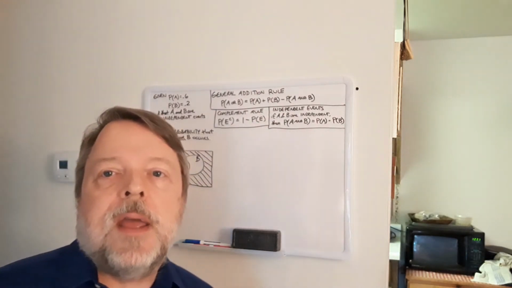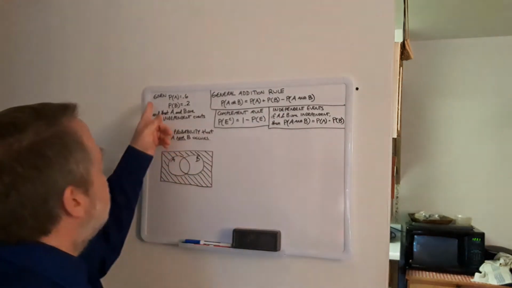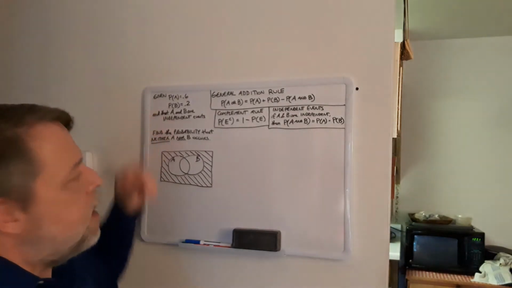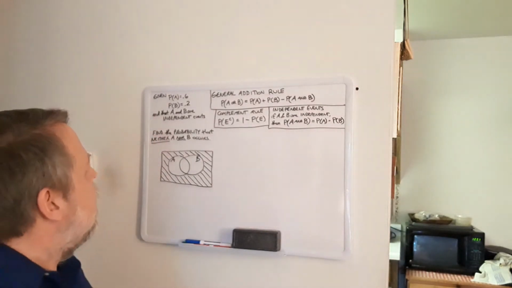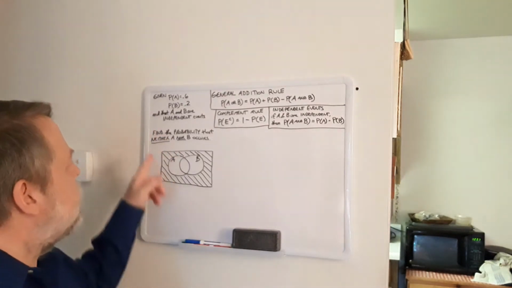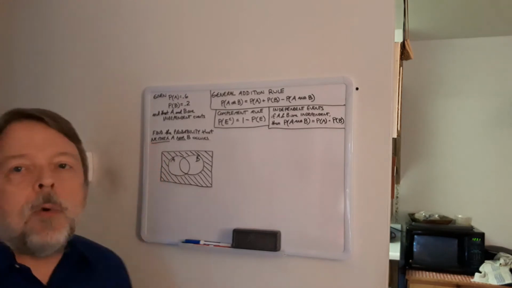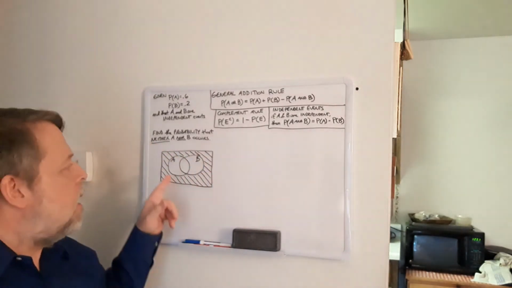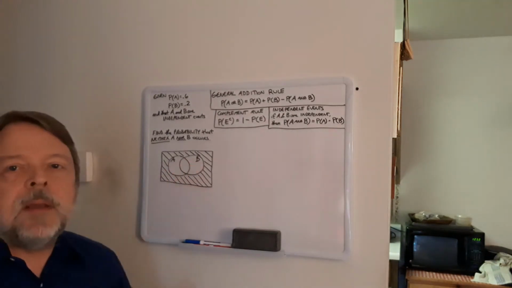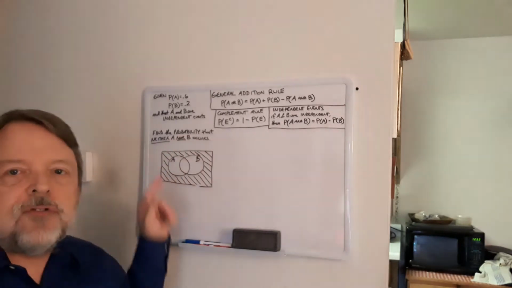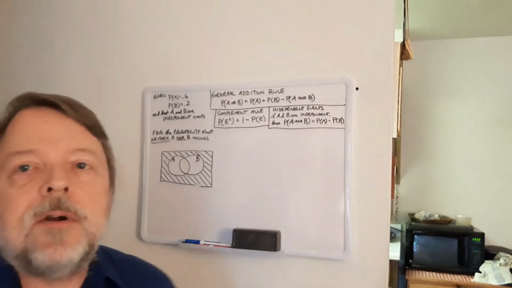Now I'm posing a question. Given that the probability of A is 0.6, the probability of event B is 0.2, and that A and B are independent events, we want to find the probability that neither A nor B occurs. So here's my Venn diagram. I have events A and B overlapping, and I want to find the outer probability here that I've shaded, that neither A nor B occurs.